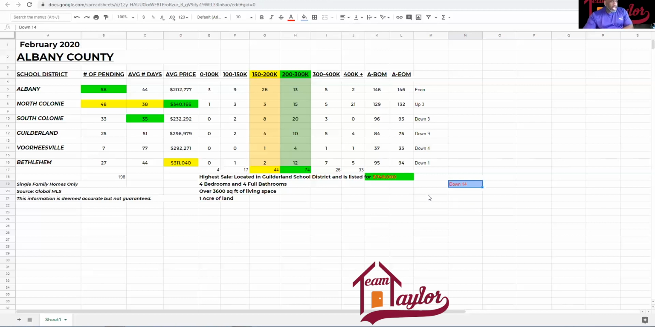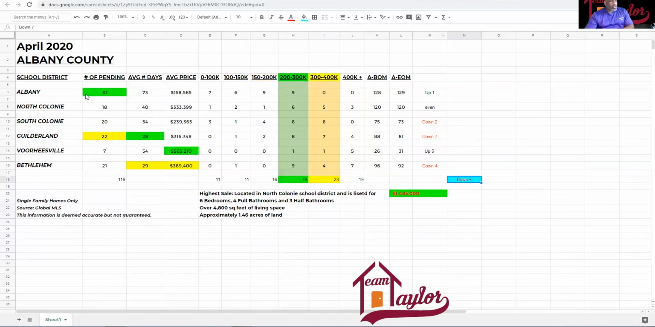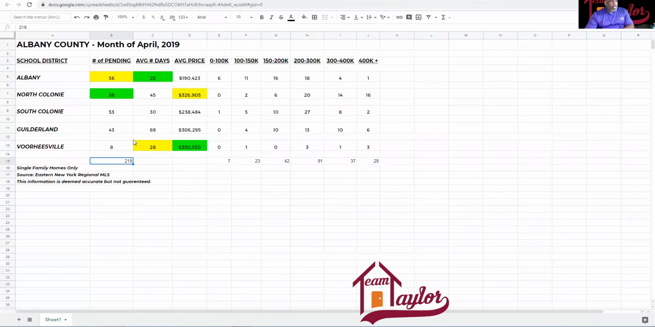But again, when we look at that, we're down so many properties. And yet, here's another interesting fact. In the month of April, the number one school district, Albany, was 31, and number two was Guilderland with 22. When we look back at last year, look how many school districts would have been ahead of the best school district of the month. Albany did 31. There are 4 school districts that had more pending last year than Albany did, and Albany was number one.